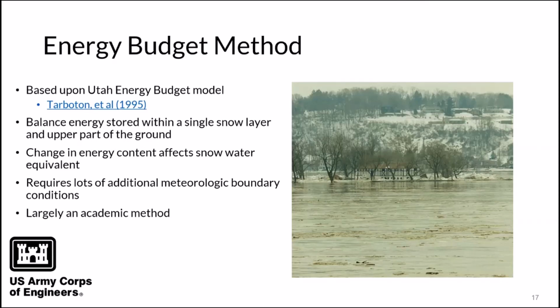What's going on is we balance the energy flux and the mass flux within a single snow layer, and also balance with the upper part of the soil. You get to specify that. So think of that volume as a control volume, and we're figuring out what goes into it, what comes out of it, and what's stored within it. A change in energy content is going to affect the snow water equivalent of the snowpack itself. Just keep that in mind.